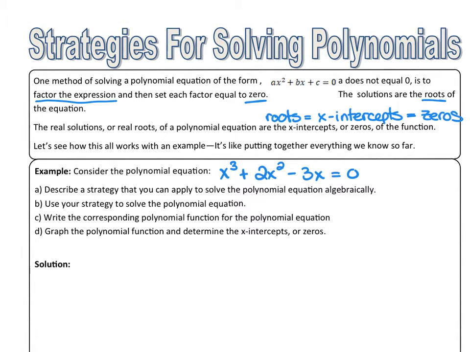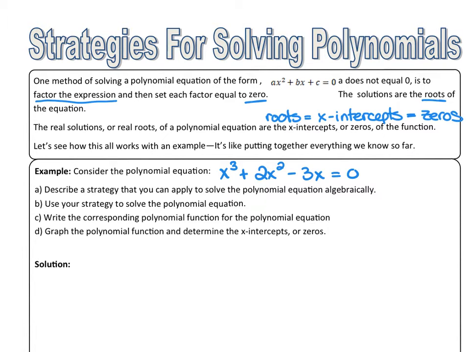The other thing I wanted to talk about is the difference between an expression and an equation. An equation has an equal sign in it. An expression doesn't. So lots of the stuff we've already done has just been polynomial expressions. This is a polynomial equation because it's got that equal sign in it.